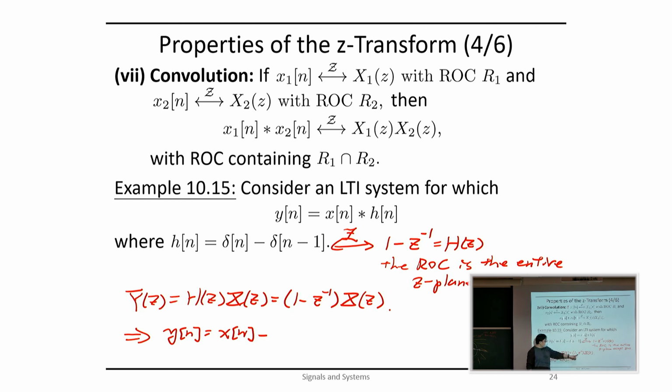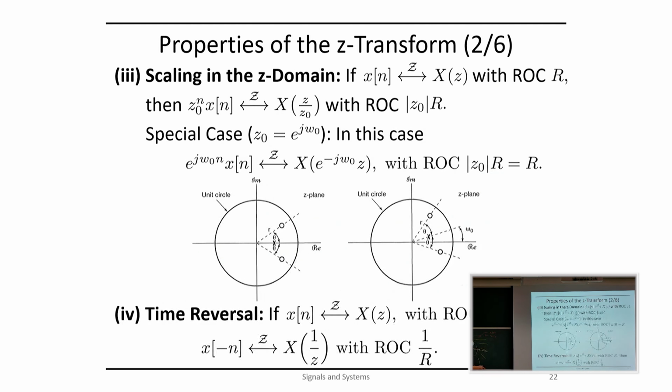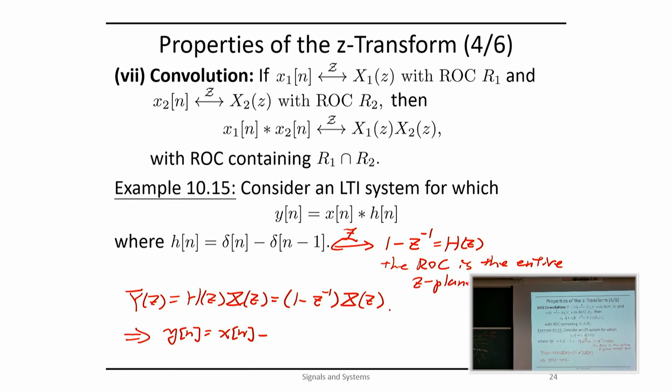And you have z inverse times X(z). And this corresponds to a time shifting, a shifting in time. So if you multiply by z to the minus 1, this corresponds to shifting by 1 time index. So you have, in the second term, x[n minus 1].